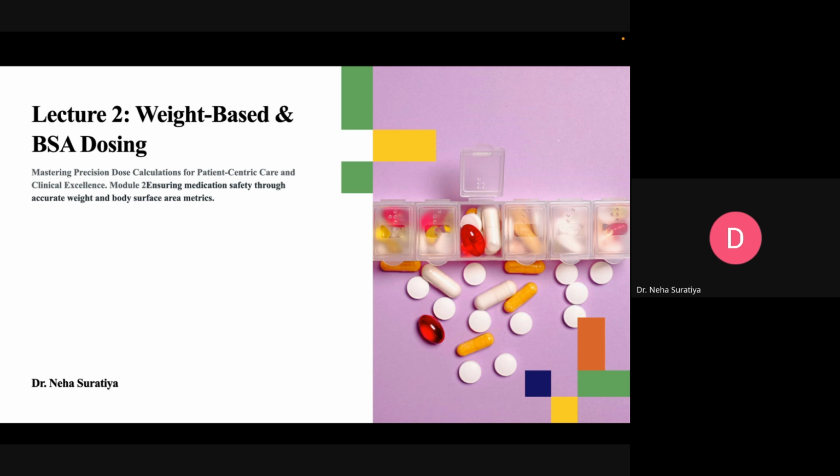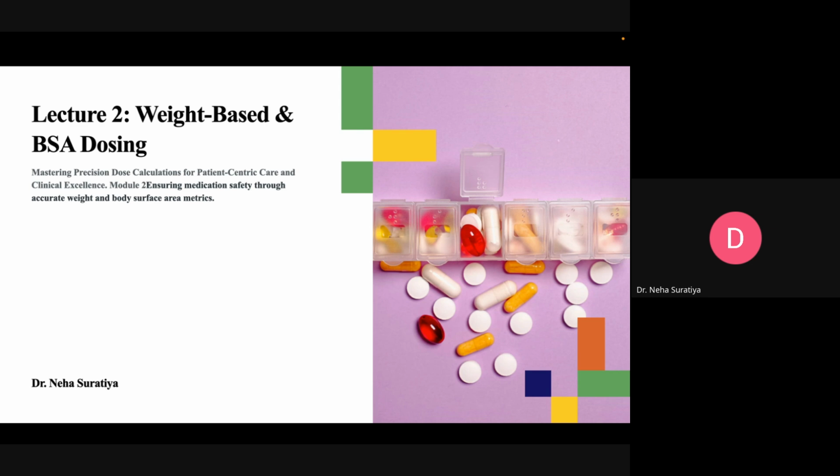My learning objective is very clear. By the end of this session, you should be confident enough to look at a prescription and understand the rationale, meaning the reason behind the dose and the units, and also verify whether it is safe, appropriate, and patient-specific or not.